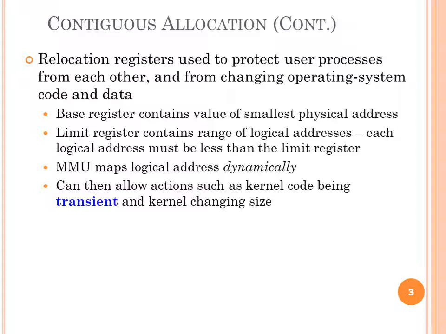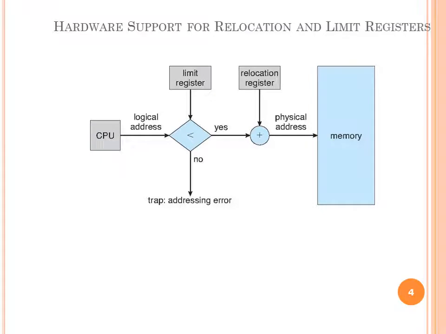With relocation and limit registers, each logical address must be less than the limit register. The MMU maps the logical address dynamically by adding the value in the relocation register. This mapped address is sent to the memory, as shown in the figure in the next slide. The figure shows the hardware support for relocation and limit registers. To generate the physical address for a process in memory, the logical address must be less than the limit register. Then the relocation register contents are added to it to generate the physical address.